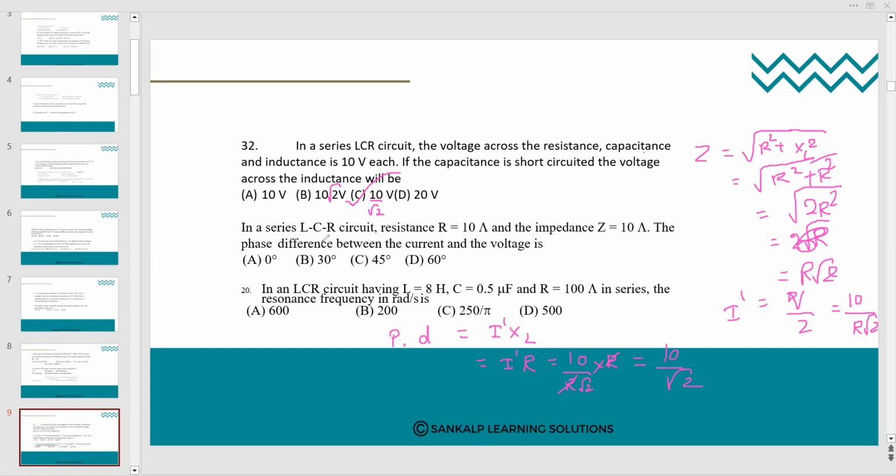So see the next question. In a LCR circuit, resistance R is equal to 10 ohm and the impedance Z is equal to 10 ohm. So this is ohm, all of these are ohm. The phase difference between the current and the voltage is.